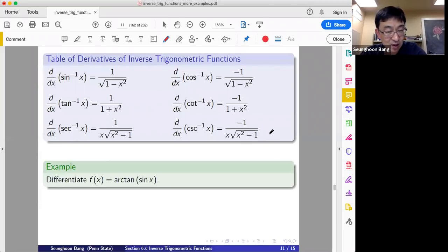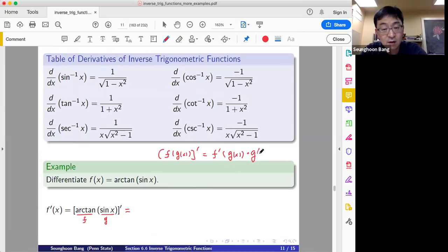Next, we think about this problem. f of x equals arctangent of sine of x. Find the derivative. f prime of x is arctangent of sine of x, prime. What is the answer? Here, the arctangent is like function f. Sine of x is like g of x. What does it mean? You can use the chain rule. f of g of x, prime. So we have outer function prime of inner function times inner function prime.